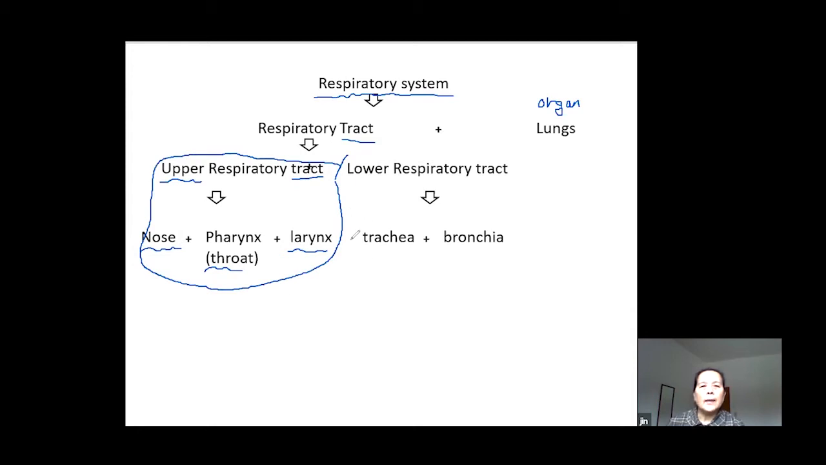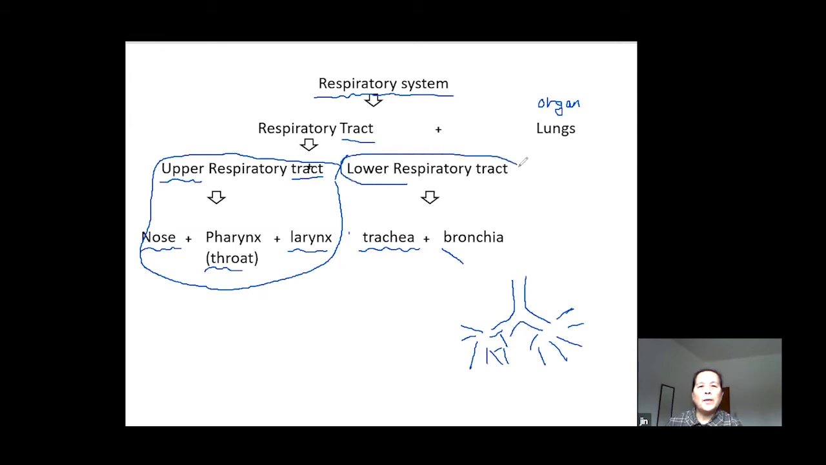And the lower part, below the larynx, is all trachea. And then we have bronchi there, usually like a picture like this. And then they get smaller, just like an upside-down tree. That's the bronchial tree. So that part belongs to the lower respiratory tract.